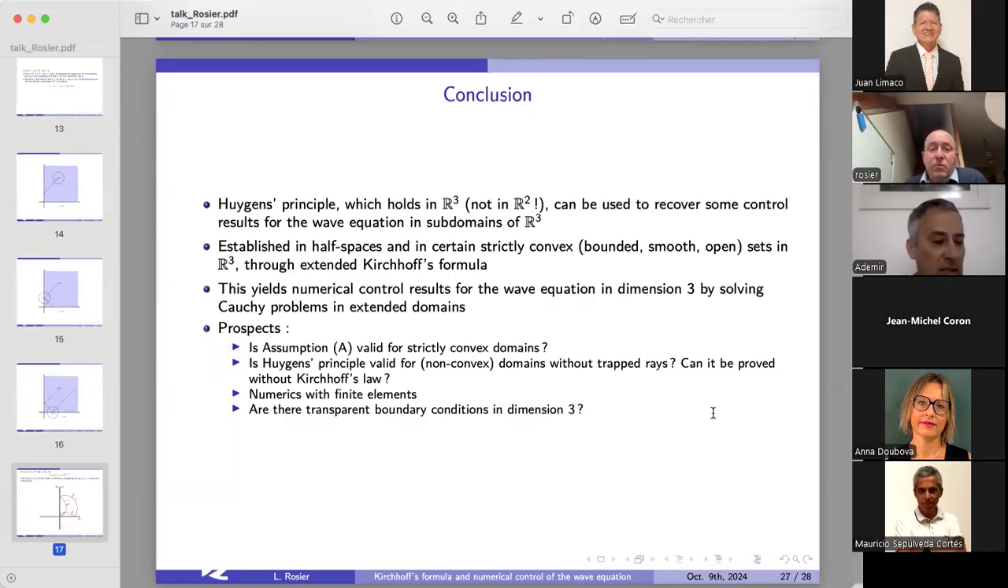Another thing to do is numerics with finite elements. That is a big deal. We have to be honest, it's difficult in dimension 3. And also, in the long term, it will be nice to see if we can find transparent boundary conditions in dimension 3, similar to the transparent boundary conditions that we had in dimension 1. Thank you, and sorry for the delay.